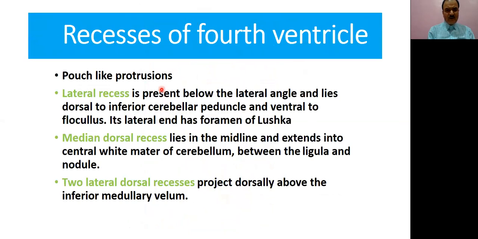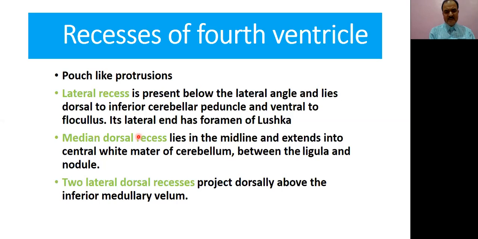There are what we call the recesses of the fourth ventricle. So what are these recesses? These recesses are pouch-like outpouchings or protrusions of the fourth ventricle. There are two lateral recesses, a median dorsal recess, and two lateral dorsal recesses. The lateral recess is present below the lateral angle and lies dorsal to the inferior cerebellar peduncle and ventral to the flocculus. It is lateral and has the foramen of Luschka.